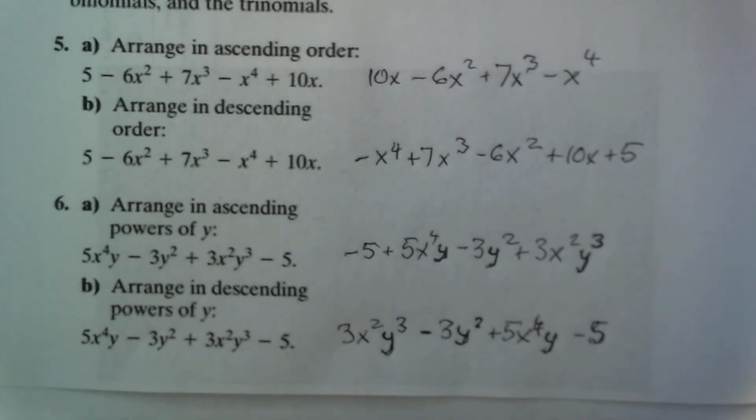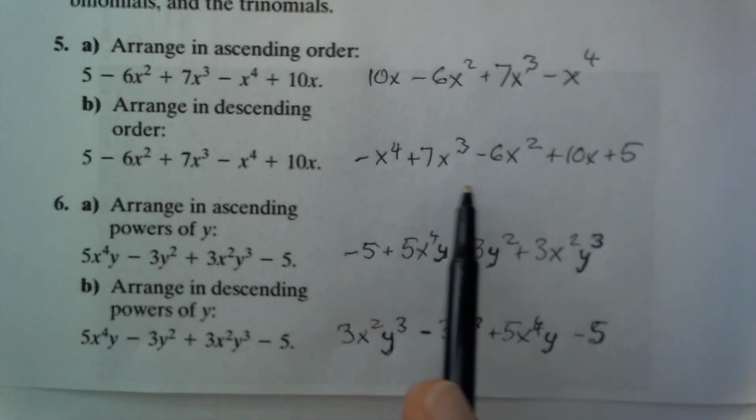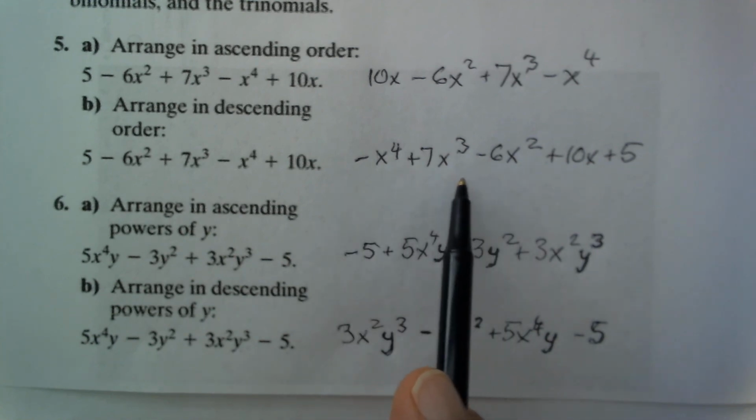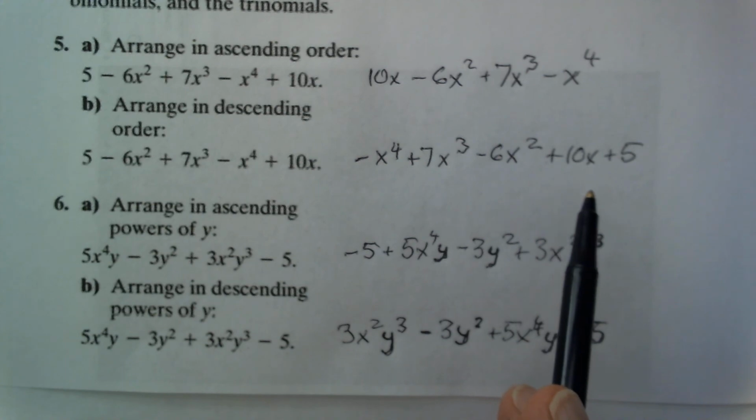And it's typically more common to arrange polynomials in descending powers of a variable that's specified, or if there's only one variable, it's pretty obvious. Like here, that's the descending order of the variable.